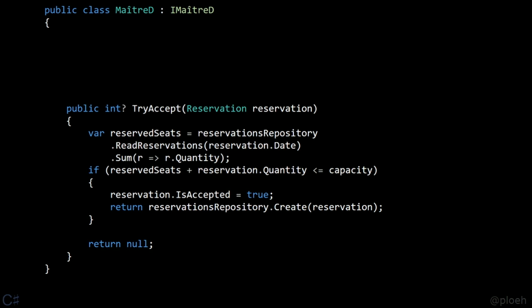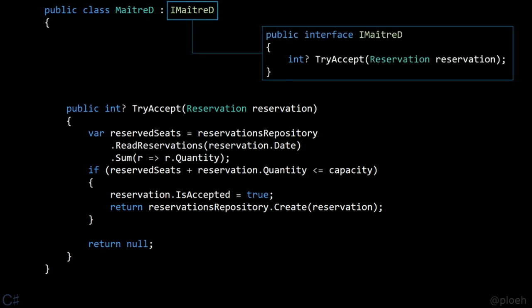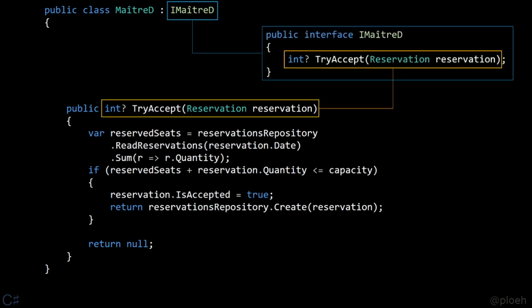So you might say, well, all right, so I have at least one dependency there, a reservations repository. Can I just make TryAccept take that as an argument? And it turns out, unfortunately, I can't, because MaitreD implements this interface called IMaitreD, and it defines TryAccept to have this particular shape.